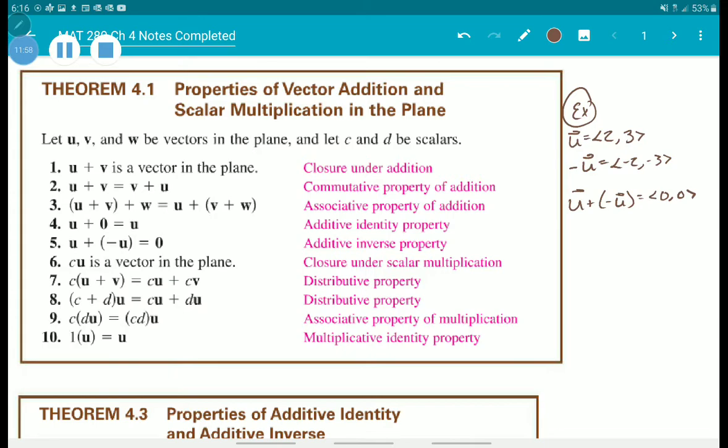Next is an associative property for multiplication. So I have c times d times u, where c and d are scalars. That's the same thing as if I group c and d together first, and then I multiply that scalar value by vector u. And then 10 is about the multiplicative identity. And 1 is our multiplicative identity under the rules. So if I take 1 times any vector, I'm going to get that vector back.